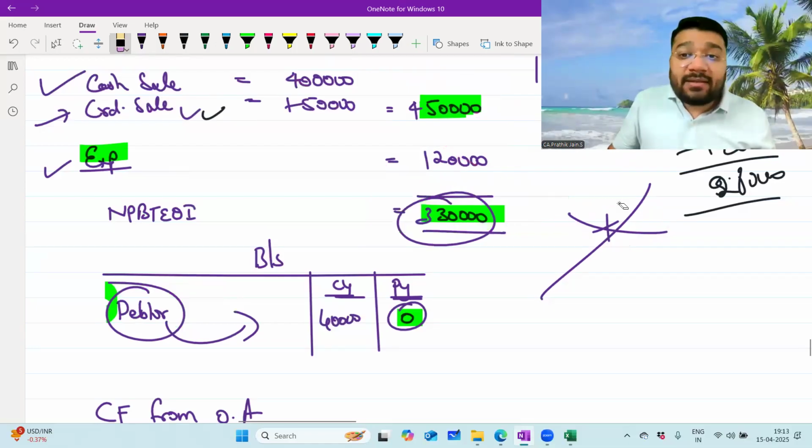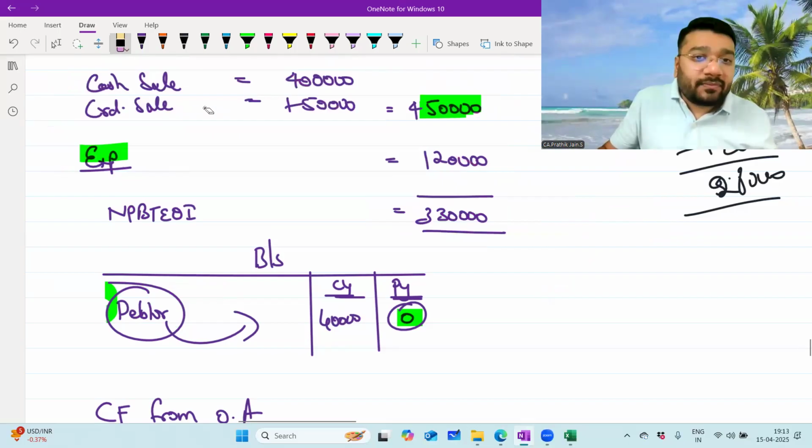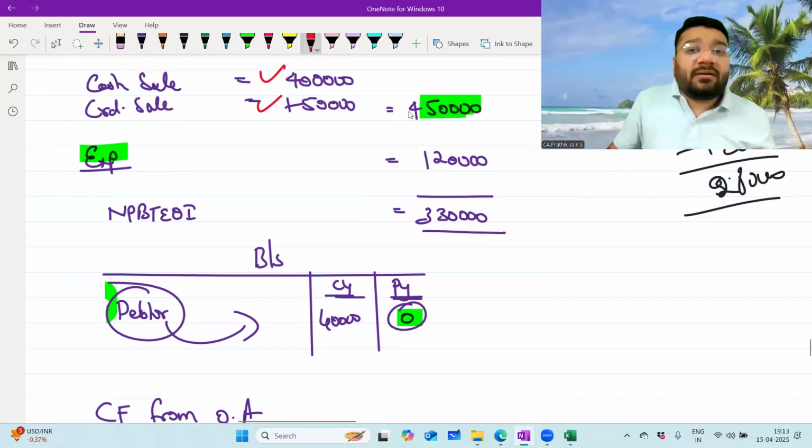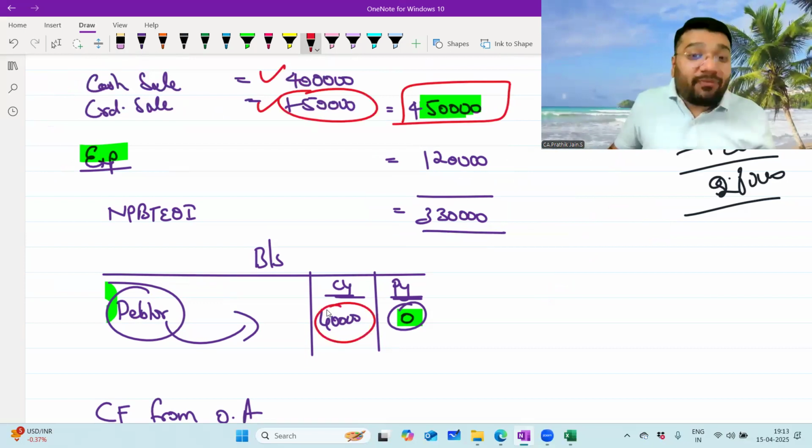I'm just making you understand the logic. Cash sale 4 lakh. Credit sale 50,000. Total revenue 4.5 lakh. In this credit sale of 50,000, 10,000 is received. How much is not received? 40,000. So debtor outstanding is 40,000.